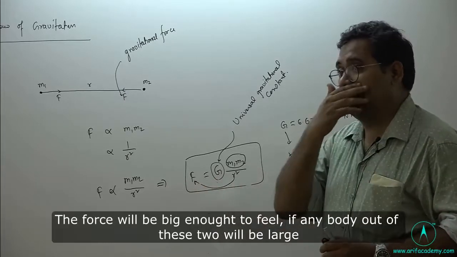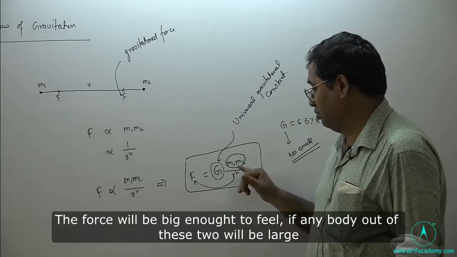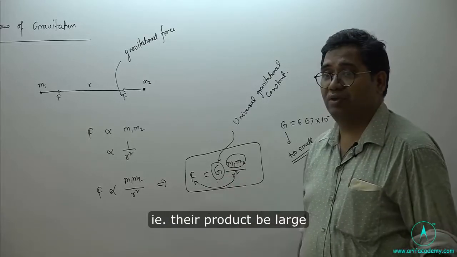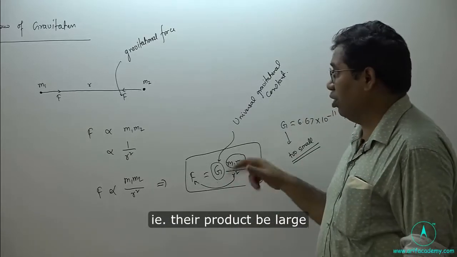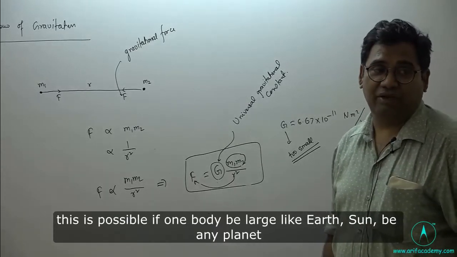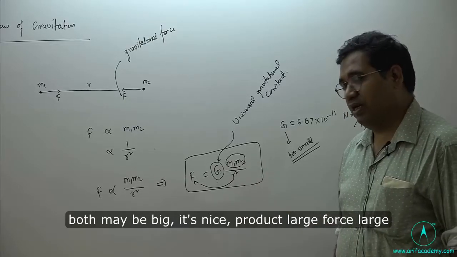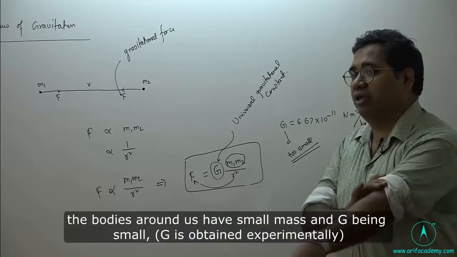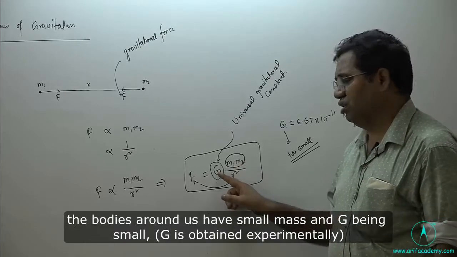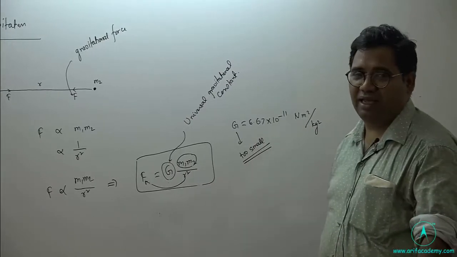The force will be big enough to feel if anybody out of M1 and M2 is large. That is, their product will be large. This is possible if one body is large like Earth, Sun and any heavenly body. Both may be big, its net product will be large. The bodies around us have a small mass and G being small, so we do not feel the force.